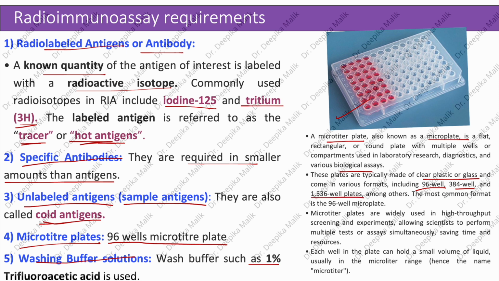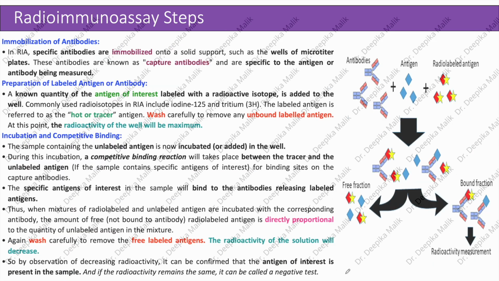The most common format is the 96 well microplate. Microtiter plates are widely used in high-throughput screening and experiments, allowing scientists to perform multiple tests or assays simultaneously, saving time and resources. Each well in the plate can hold a small volume of liquid, usually in the microliter range, hence the name microtiter. The next slide shows radioimmunoassay steps.